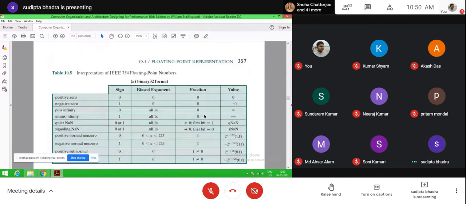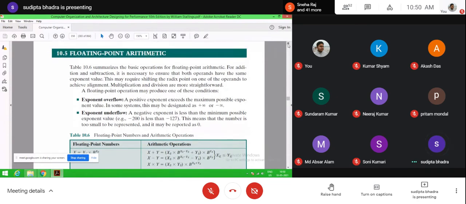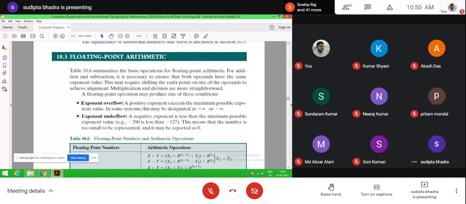Now in the previous class we discussed floating point arithmetic. In floating point arithmetic there are 4 important things. One is exponent overflow. Exponent overflow means the exponent value is greater than the permissible value. Permissible means, say you are using 8-bit.